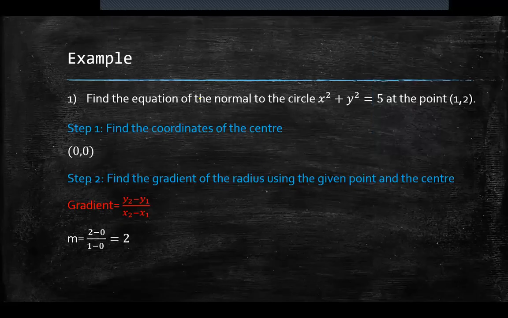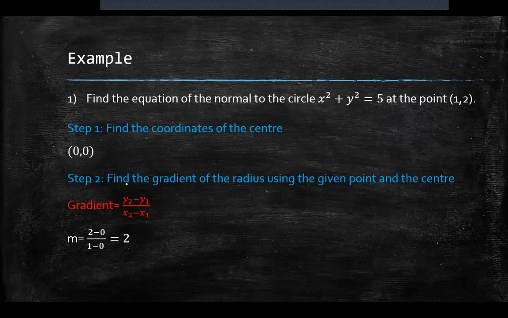Okay, time to continue. First step is the same, find the coordinates of the center. We know that's 0, 0 because the equation of the circle is in the form x squared plus y squared is equal to r squared. So we're done with that. 0, 0. That's the center.